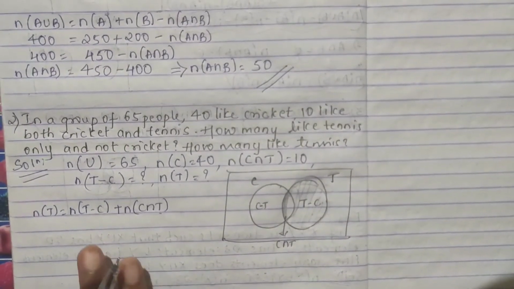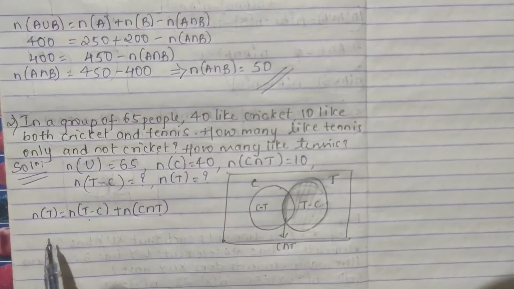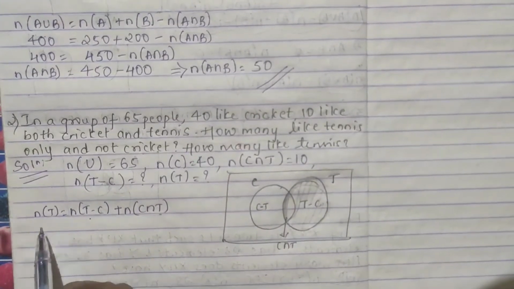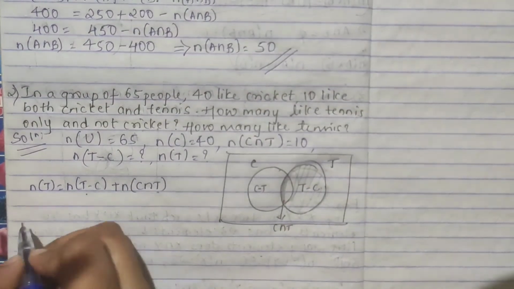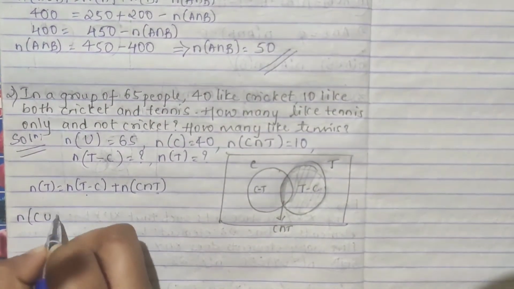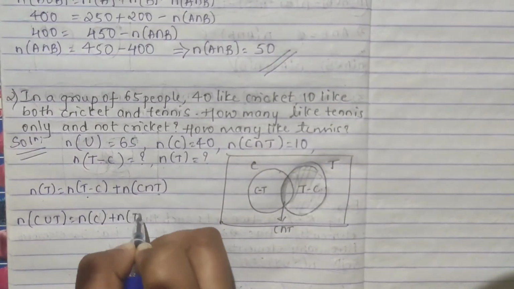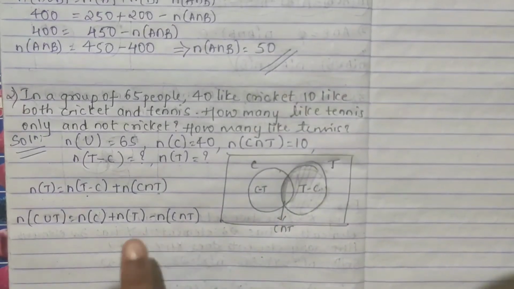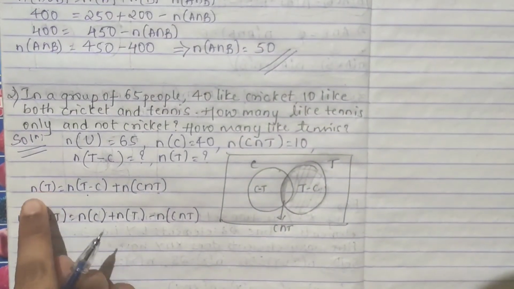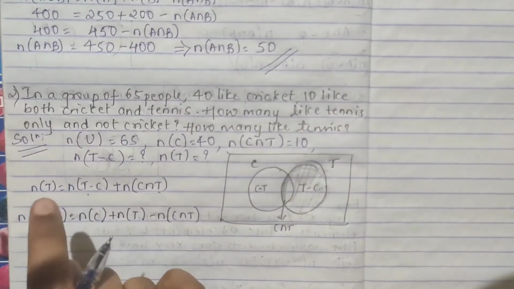This is your formula. But before this I should know N of T minus C, and I should also know N of T. From where can I get N of T? Which formula do I have? Yes, I have N of C union T is equal to N of C plus N of T minus N of C intersection T. I have this formula, right? From this I can find out my N of T, then I can substitute my N of T and N of C intersection T, and I can get my N of T minus C.